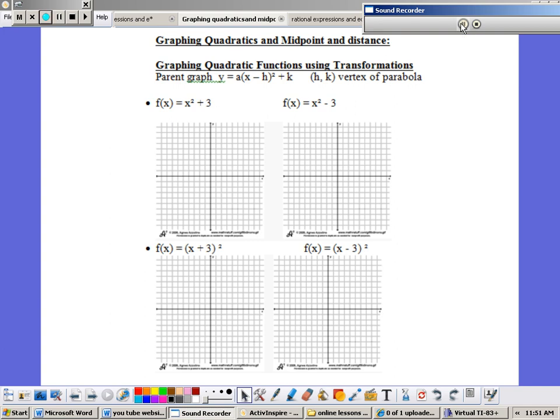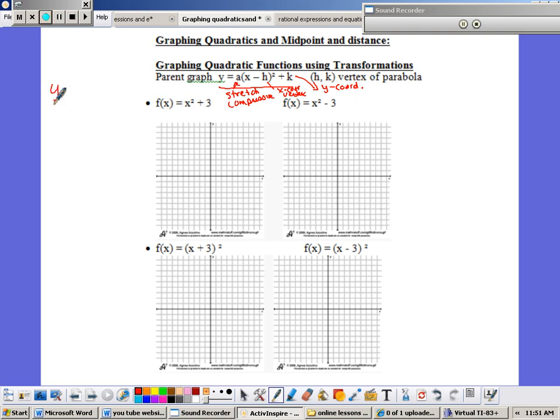First thing you need to know is this is the parent graph for a quadratic, where A is your stretch or compression factor, H is the x-coordinate of the vertex, and K is the y-coordinate of the vertex. So if it's in this form, it's easy enough to be able to move that quadratic, okay?